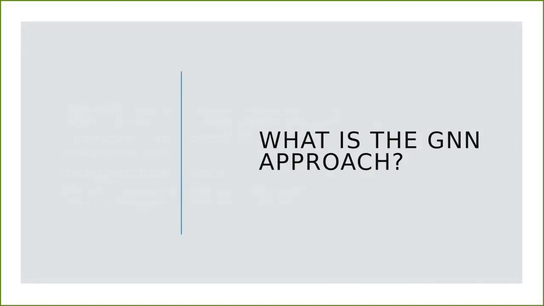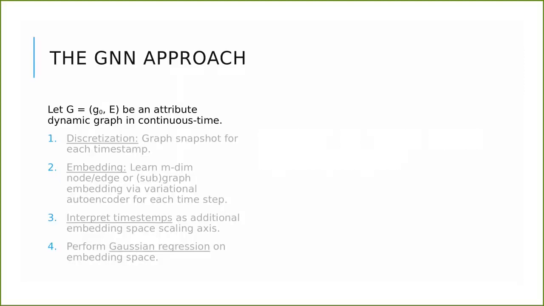So how do we best go about making our wishes? Or what is the GNN approach? As you can see, the GNN approach can be easily divided into 4 parts. So let's say we have an attributed dynamic graph in continuous time representation. Then the first step would be to take the initial graph and squash all the events together up to the next timestamps and work with the resulting graph snapshot for each of the timestamps.